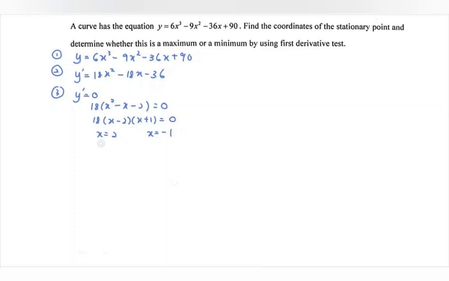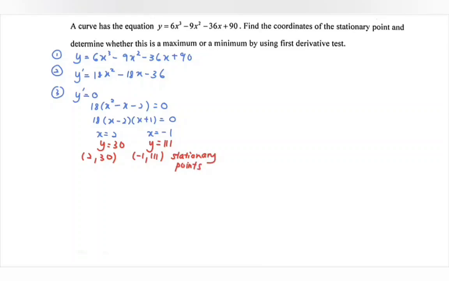Next is to find the y. Kindly substitute into the calculator. When x equals 2, y is equal to 30. When x equals negative 1, we have y equal to 111. So we have the points (2, 30) and (negative 1, 111). That is what we call the stationary points.